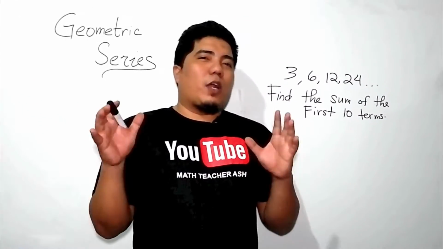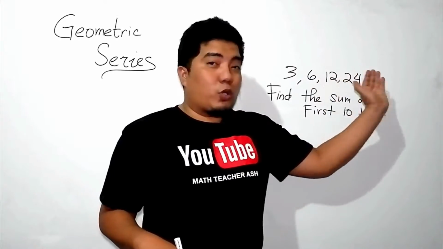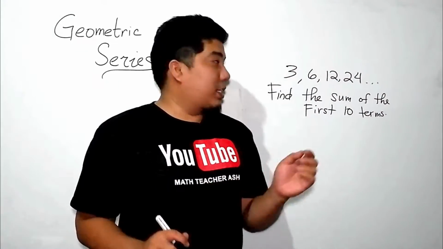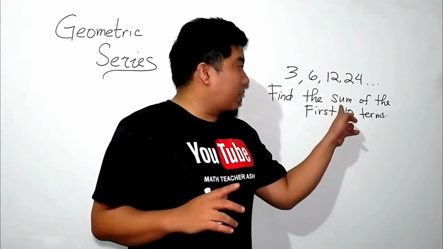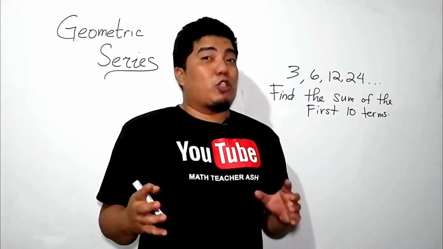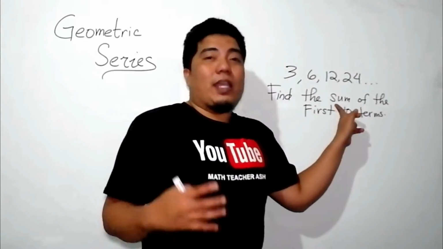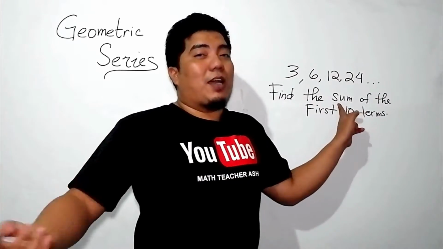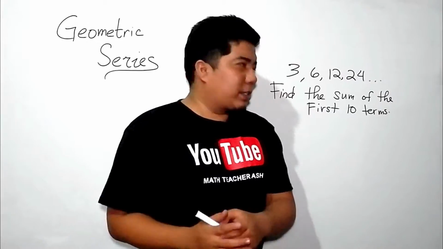Okay, math learners, for our first example, we have 3, 6, 12, 24, and so on and so forth. The problem is, find the sum of the first 10 terms. The term sum means that what the problem is asking is the geometric series. This is a geometric sequence, and the idea in which it asks for the sum, that is already a geometric series. Now, how do we get this?